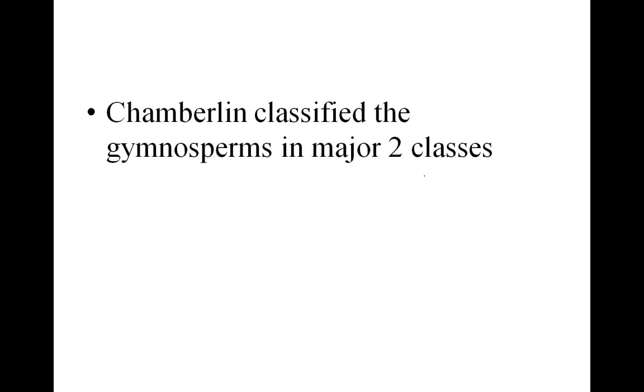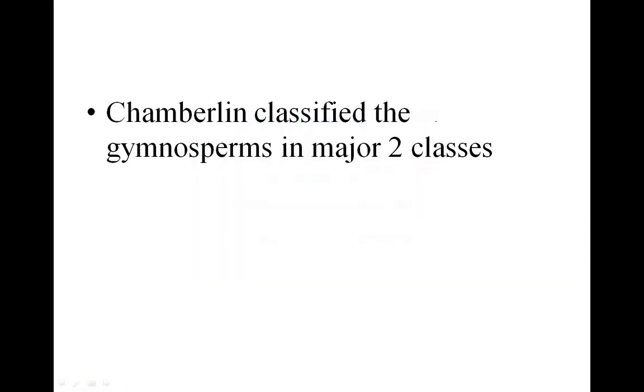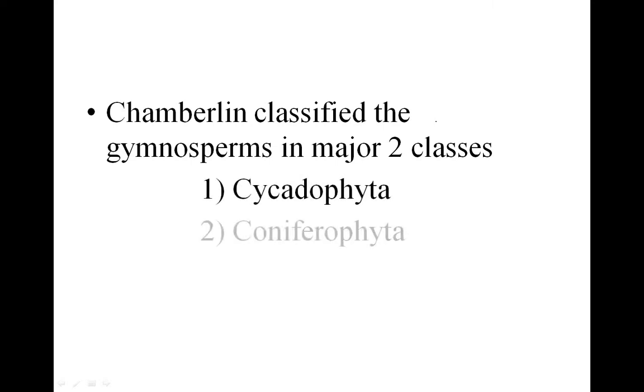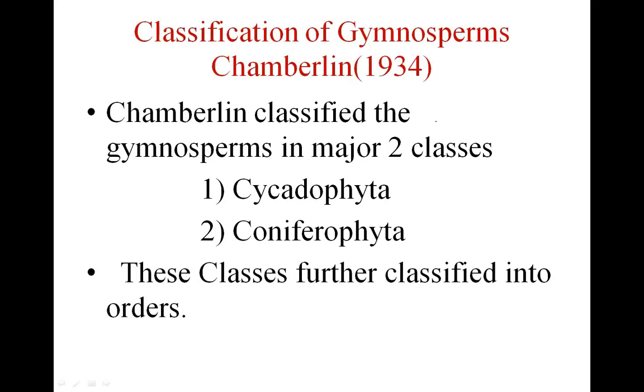Now another part is the classification of Gymnosperms. A number of scientists have given classifications, but Chamberlain in 1934 gave the classification where Gymnosperms are classified into two major classes. First is Cycadophyta, and another is Coniferophyta. These classes are further divided into orders.